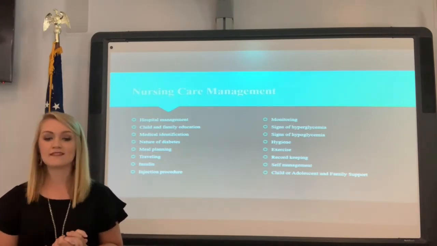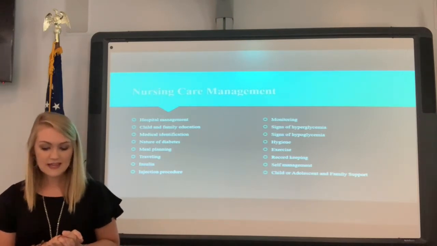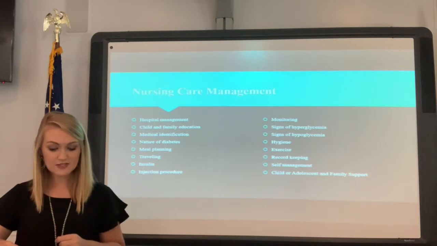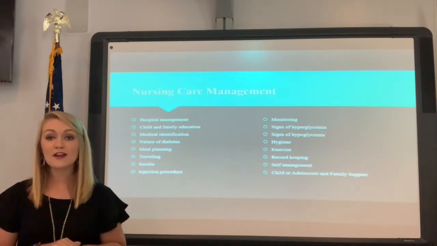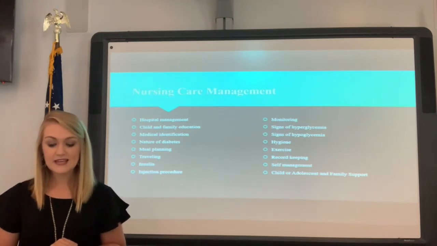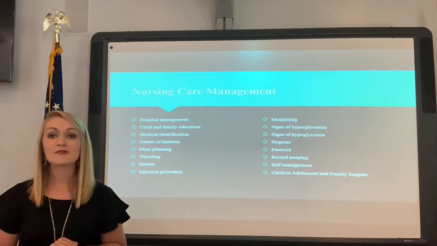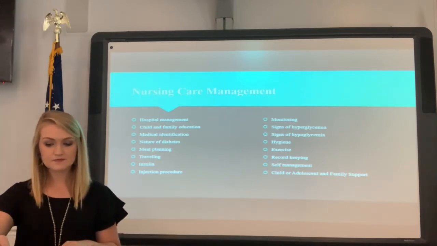And then child or adolescent and family support. Nurses should always keep in mind that just as the physiologic response affects the child, the parent and other family members of the child with the newly diagnosed diabetes experience various emotional responses to the crisis. So accommodate to those needs.